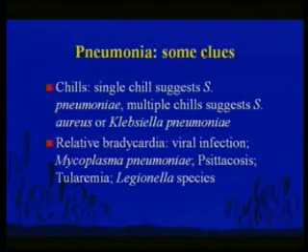Some clues in pneumonia: a single hard shaking chill at the onset suggests the pneumococcus. Multiple chills suggest Staph aureus or Klebsiella. Relative bradycardia can be an important clue. What that means is that normally, and it's a little bit arguable, the pulse rate should go up, if you're sick, about 10 beats per minute for each degree elevation in Fahrenheit. And viruses, mycoplasma, psittacosis, tularemia seem to regularly cause a relative bradycardia.